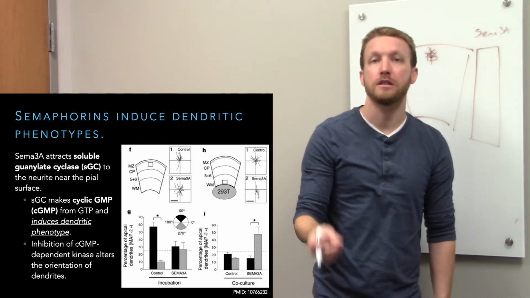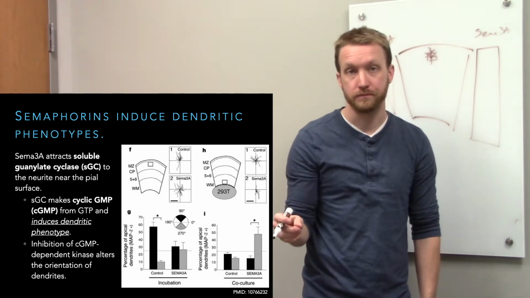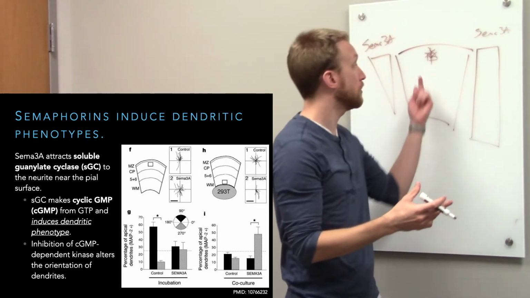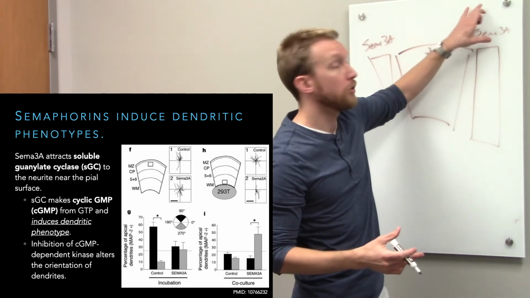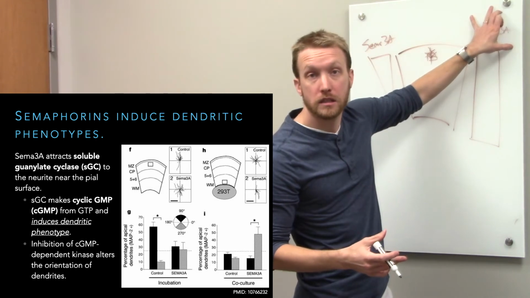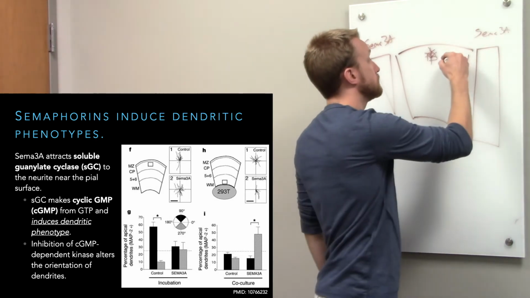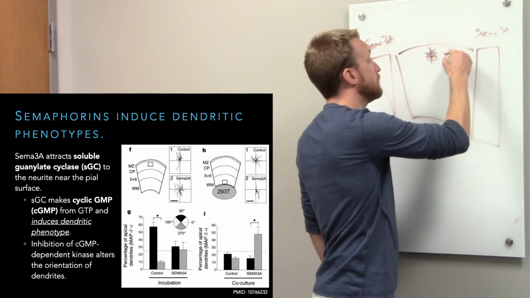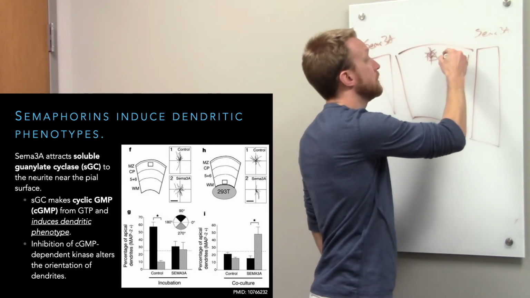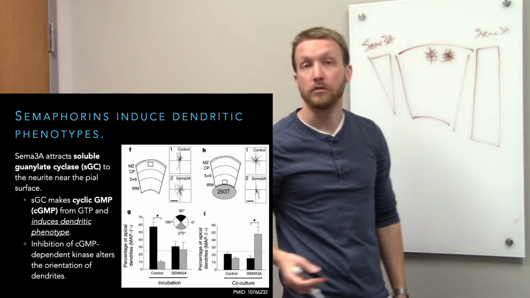The quantification is in part G on the bottom. So you'll see under control, most grow upwards. When they bathe the whole slice in semaphorin, they grow in all directions. So when there's no gradient, it doesn't know which way to put its dendrites, and each neuron grows equally in all directions.